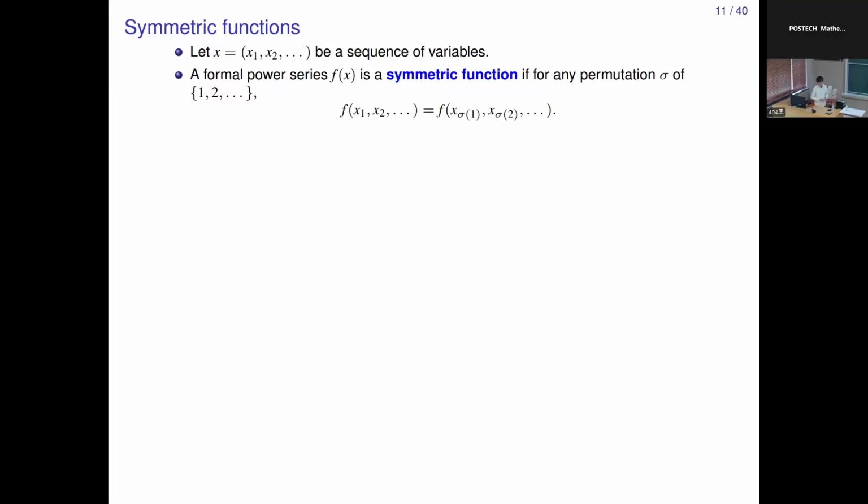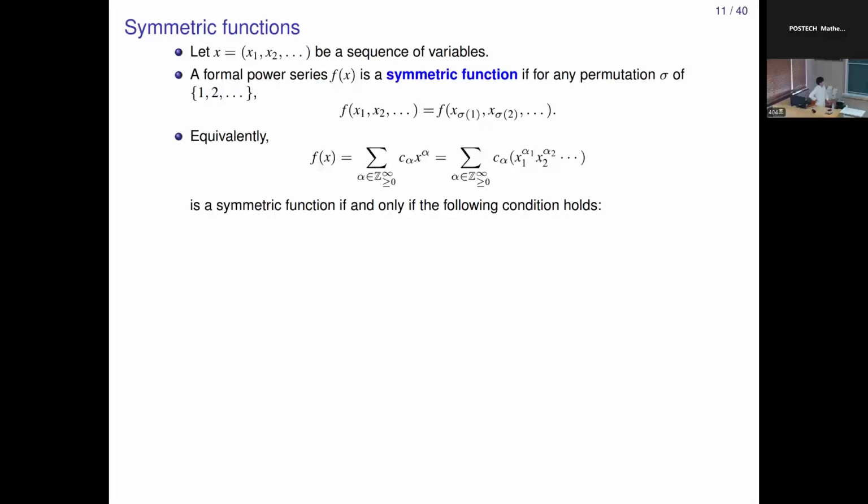It's really like a symmetric polynomial with infinitely many variables. People sometimes don't really distinguish symmetric functions from symmetric polynomials. Sometimes they just call everything a symmetric function. We can also understand this in this way. What is a formal power series? A formal power series is like a polynomial where we add the various terms, and it is really a way of recording these coefficients.